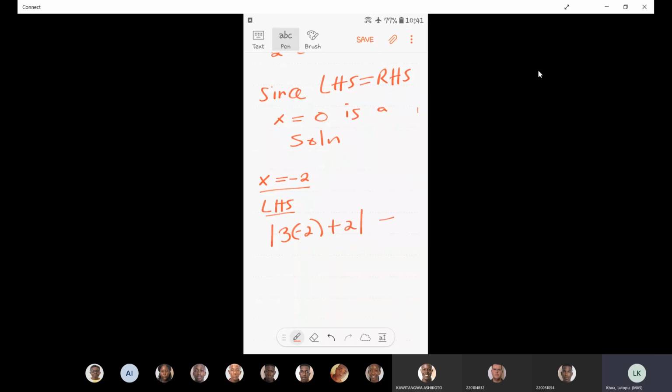Then you simplify what you have inside the absolute value. This is absolute value of minus 6 plus 2. This is absolute value of minus 4. And this is just equal to 4 because minus 4 is 4 units away from 0.